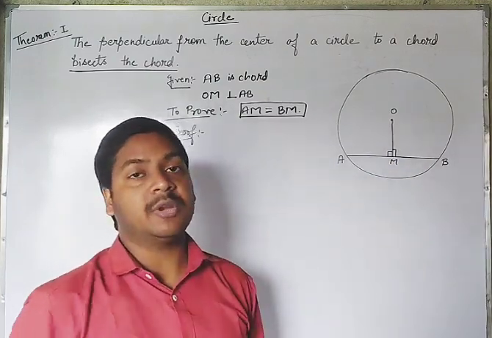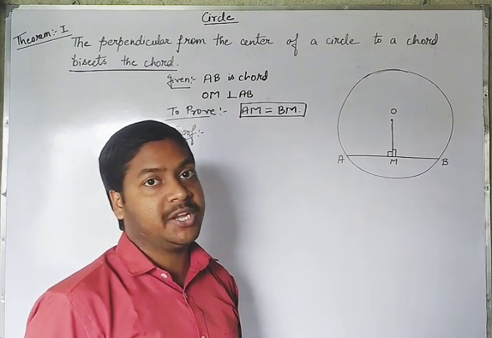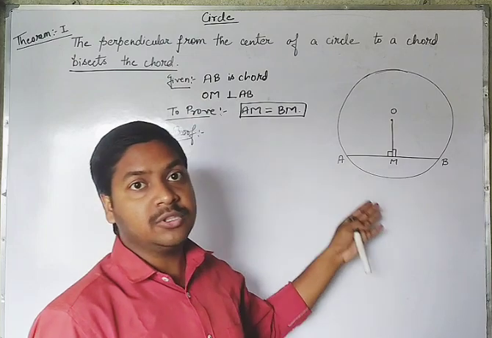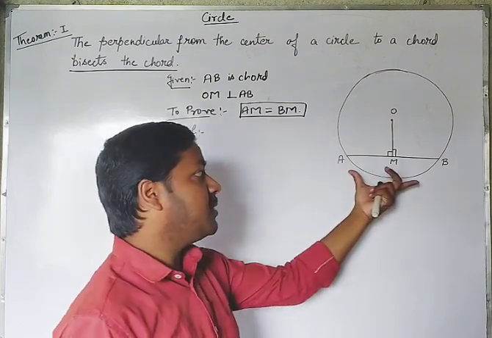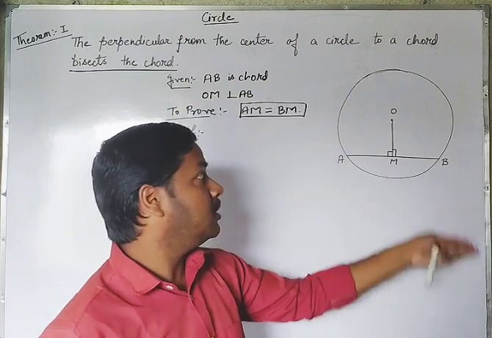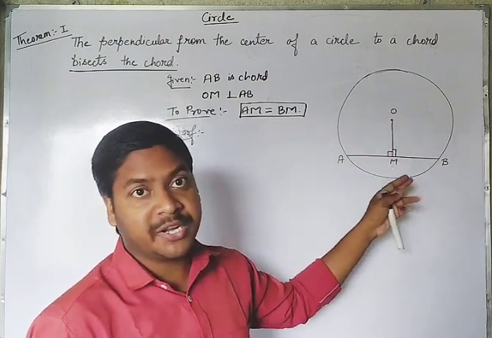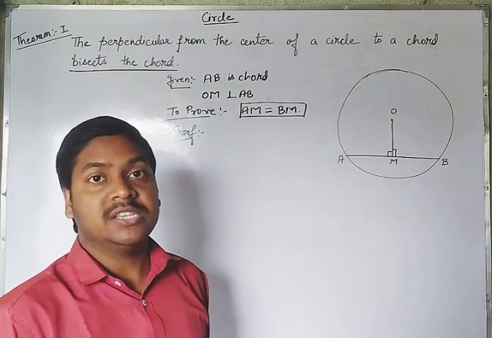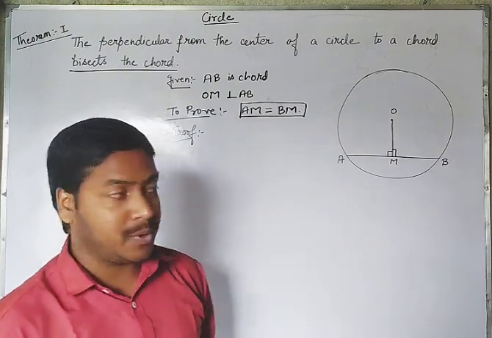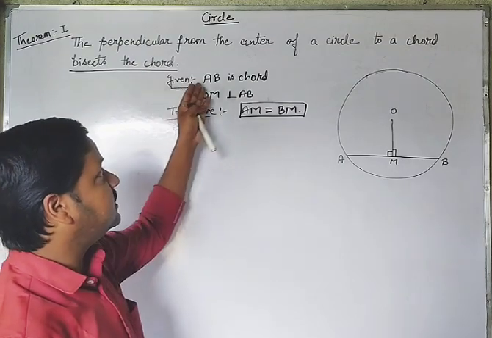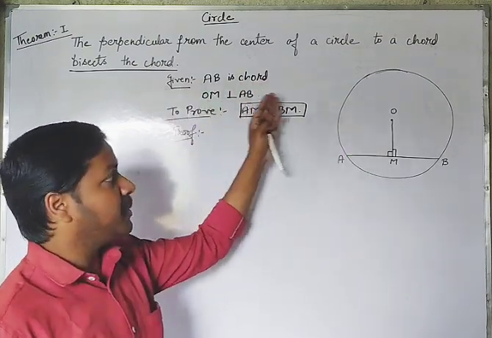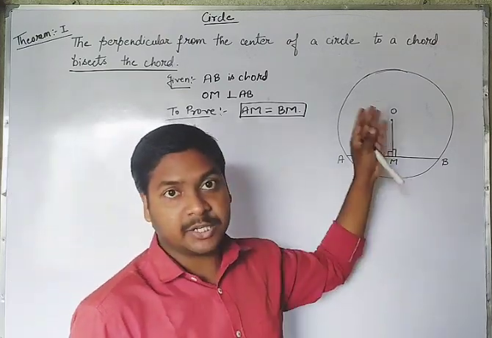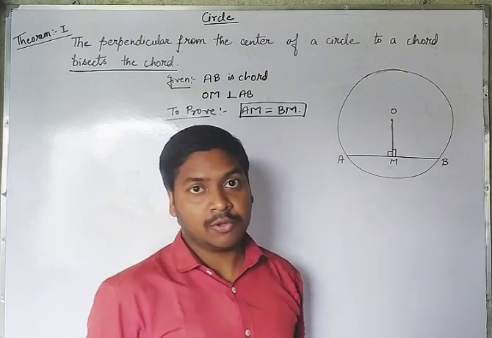This is the theorem we will now prove, and after proving it, in every question like this we will use this theorem only. It means if AB is 10 centimeters and OM is perpendicular to it, then the value of AM will be half of that, that is, 5 centimeters. In the same way we will use only the proof part. How will we prove it? Given: AB is the chord and OM is perpendicular to AB. To prove: AB is bisected by OM, that is, AM is equal to BM.